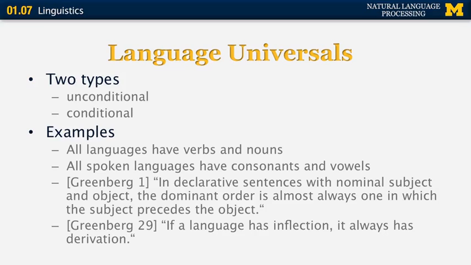So if the subject and the object are both nouns, then it's much more common to have the subject precede the object. And rule number 29 on Greenberg's list is, if a language has inflection, it must also have derivation. So what do those words mean? Inflection deals with the fact that you can change a word by changing its morphology and keeping the part of speech. For example, if you take the word to sleep, sleep, and you change it to sleeps, you are inflecting it for the third person.